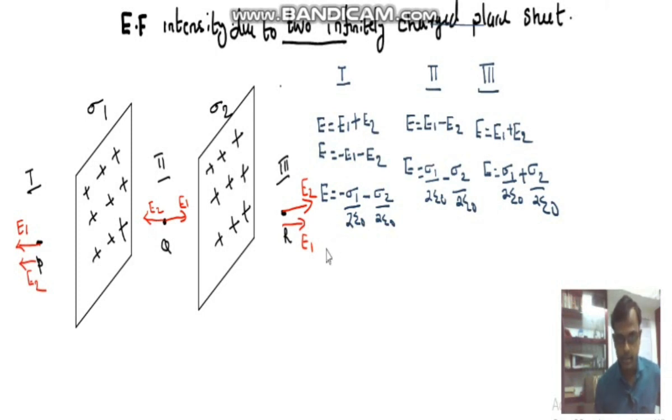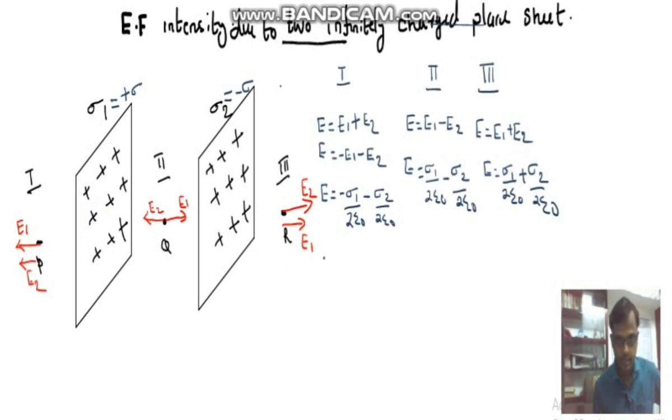Now just imagine sigma 1 is equal to plus sigma and sigma 2 is equal to minus sigma. That means both the plates are charged uniformly with the same magnitude, and one more thing is that the direction is different. Sigma 1 is plus sigma and sigma 2 is minus sigma. That means the first sheet is charged positively and the second sheet is charged negatively. So what is the electric field at the first point, at the first case?